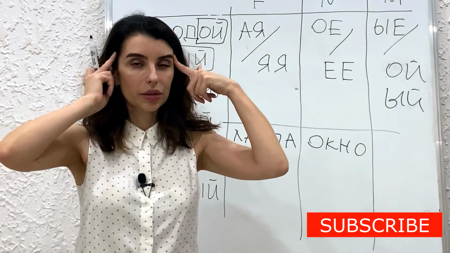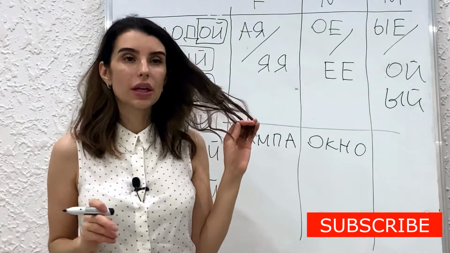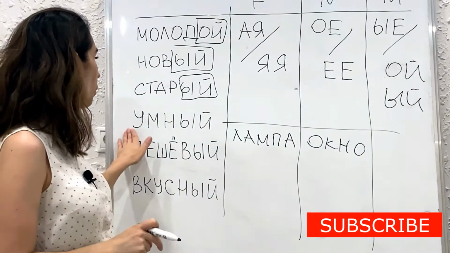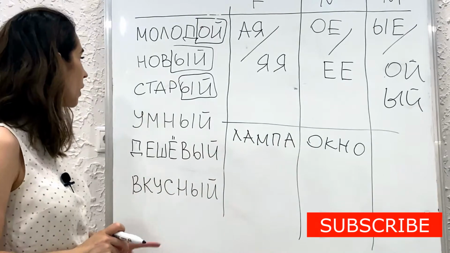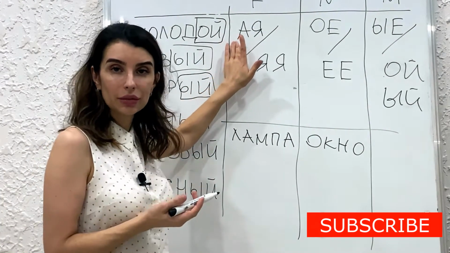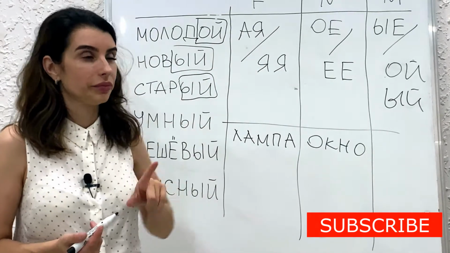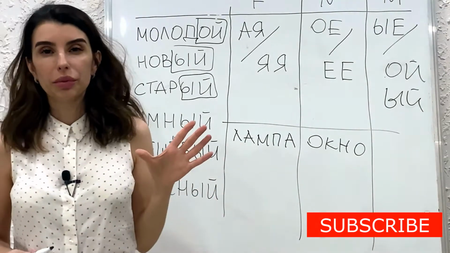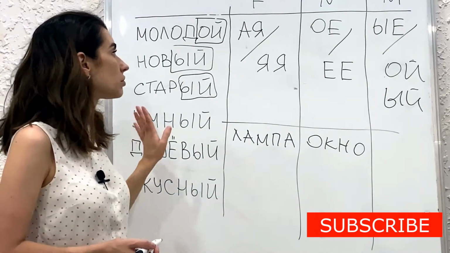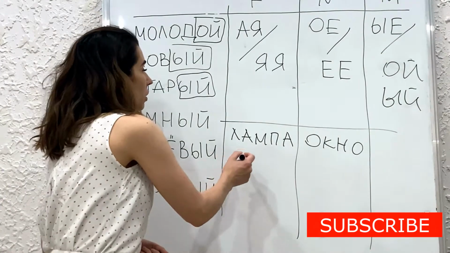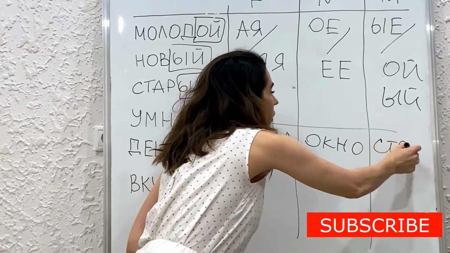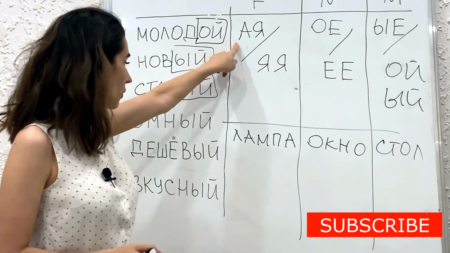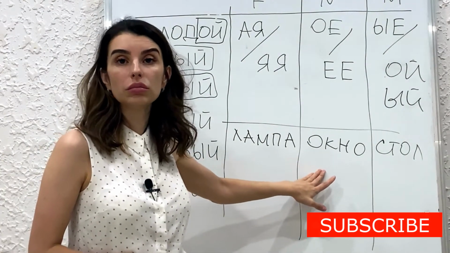Умный means smart. We can say умный guy. It's obviously male, right? Умный, ый at the end. О, умная девочка, girl, девочка умная. Дешевый means cheap. So, дешевый стол, table. Дешевый стол. Дешевая лампа. Дешевое окно. Understand?